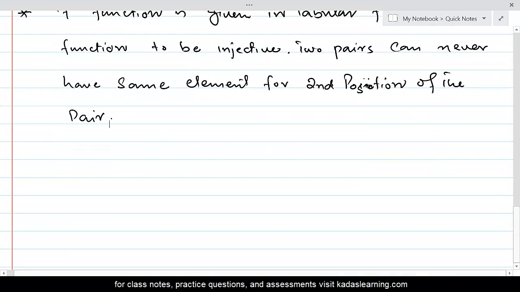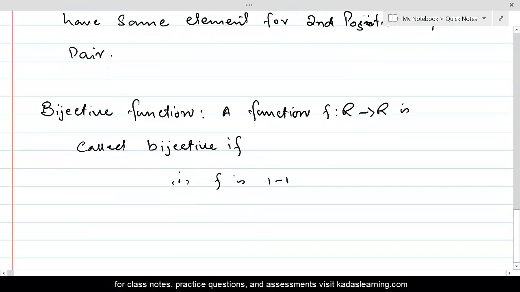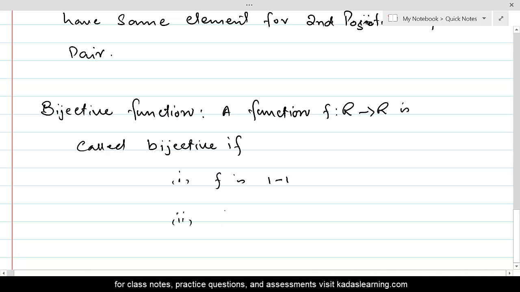And one more thing before we finish this lesson: if a given function is one-one as well as onto, then that function is called a bijective function. So let's write down the definition of bijective function. A function f from R to R is called bijective if f is one-one as well as f is onto.